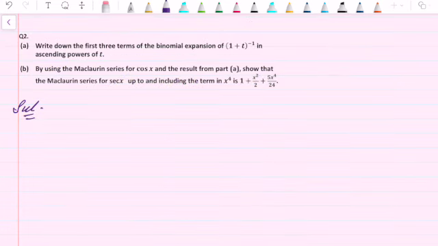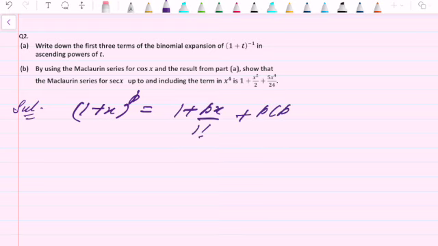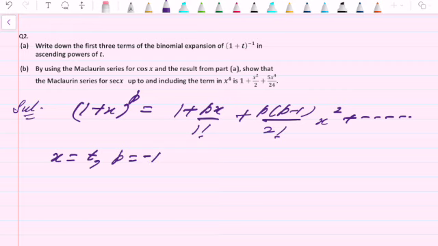Our second question is, write down the first 3 terms of the binomial expansion of 1 plus t whole raised to power negative 1 in ascending powers of t. We know that the Maclaurin expansion for 1 plus x raised to power p is 1 plus px over 1 factorial plus p into p minus 1 by 2 factorial into x square and so on. Now here x is equal to t and p is equal to -1, so that will give us 1 plus t raised to power negative 1. For the first three terms, we just plug in p equal to -1, we'll get 1, negative t, and here 2 and 2 factorial will get cancelled and we'll get t square. So those are the first three terms, that's the answer to part A.